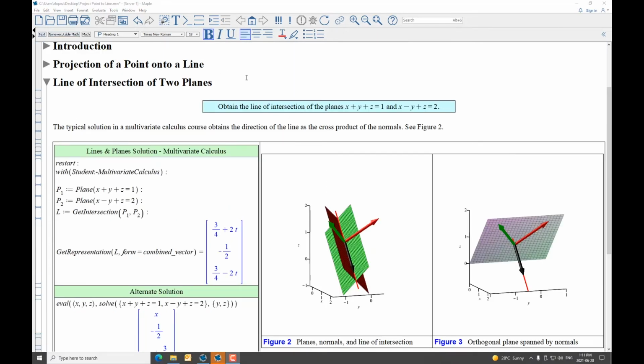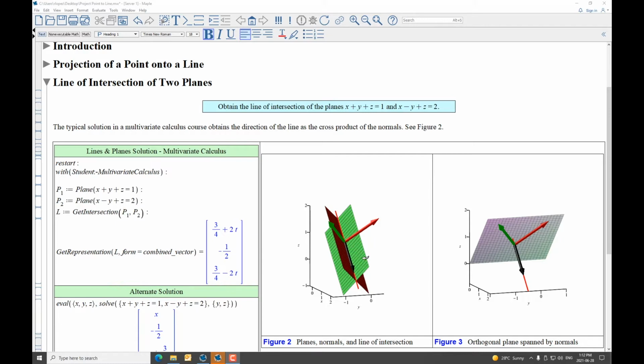The next thing we want to look at is obtaining the line of intersection of two planes. So here's an example. We have these two planes. We want to get the line of intersection. Now, typically, what's done in the multivariate calculus course is you get the direction of that line by taking the cross product of the normals.